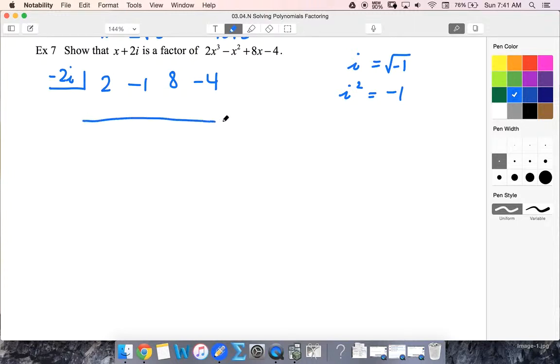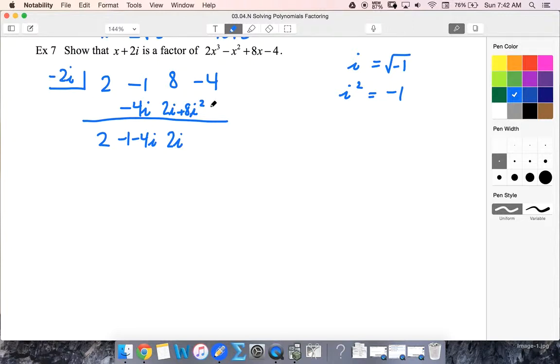All right, draw the line, bring down the 2, multiply, negative 4i. If I add those up, I'll get negative 1 minus 4i. Multiply again, that's going to give me positive 2i. Negative 2i times negative 4i is plus 8i squared. But like we've just said, i squared is negative 1, so this is going to be the same as minus 8. So 8 minus 8 is going to turn into 0, so I'm left with just a 2i here.